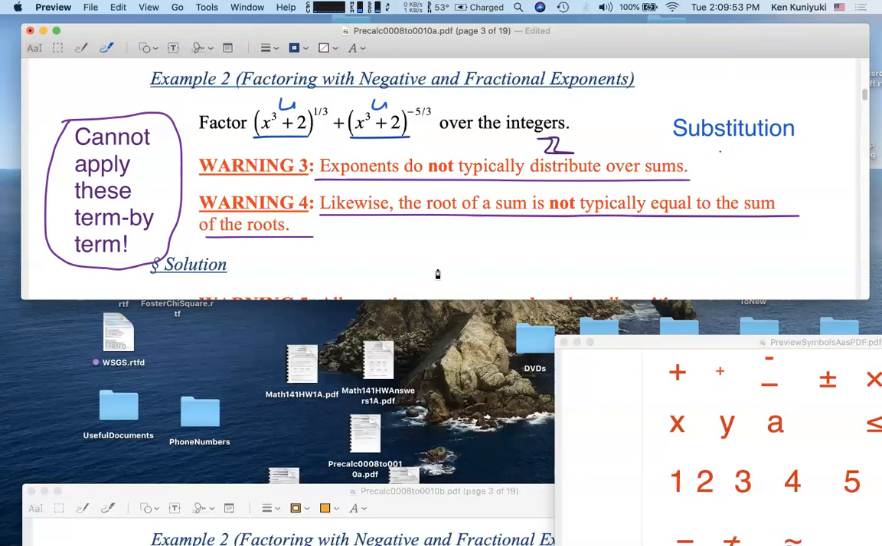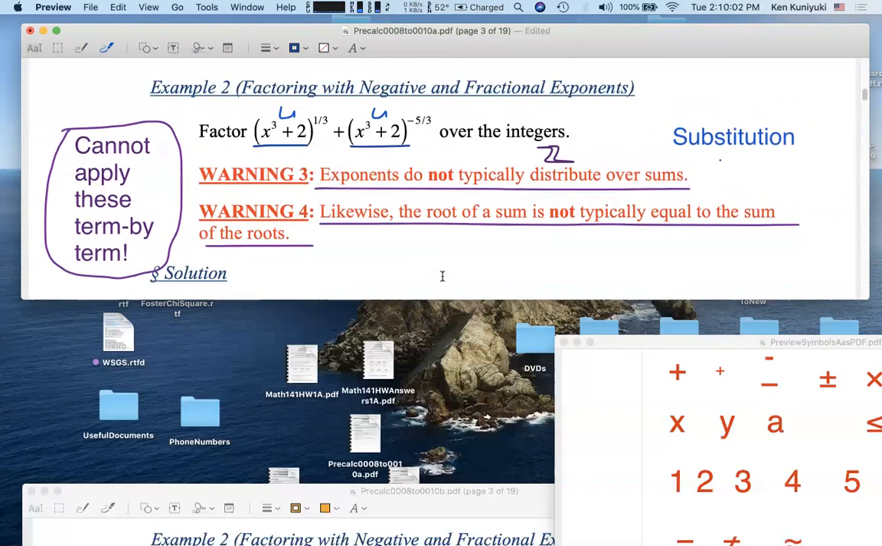And I'll do that in my notes. I'll revise my notes. That's one reason it's good to come to class. All right. Now, first of all, we can do the substitution, and then when we factor, we have u to the 1/3 versus u to the negative 5/3. Now, what do we factor out as our GCF? Remember the old school principles. We're going to factor out the power of u this time with the least exponent.